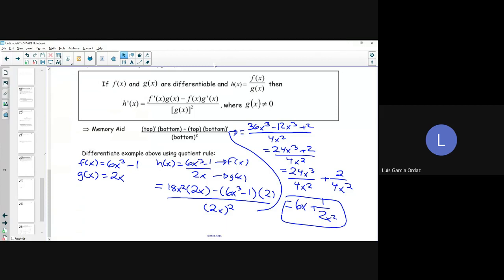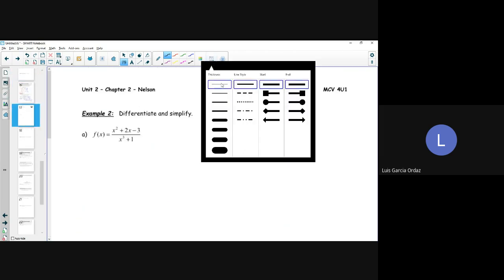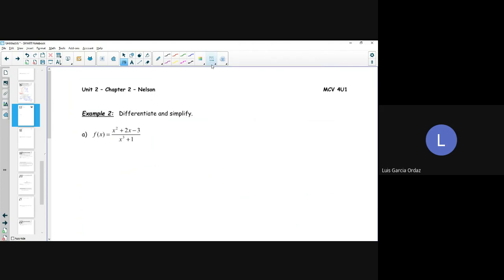All right. So now let's move on to our next example. So we are over here. We have f of x is equal to x squared plus 2x minus 3 over x cubed plus 1. Our numerator can be considered p of x, and this can be q of x. So now we need to determine the derivative of this function using our quotient rule.